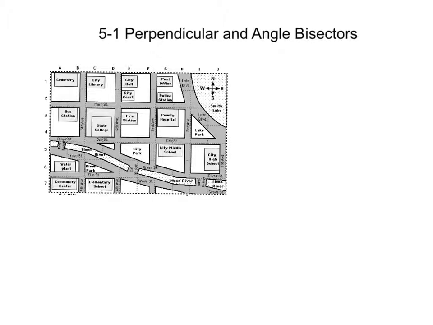Today we're going to talk about 5-1 perpendicular and angle bisectors. Let's start off by looking at an image. We see an image of a town. It's a made-up town, but what we want to do to start off with is, if you notice the city library off to the left and the post office slightly off to the right, let's try to find a building in this town that is the same distance from the library to the post office.